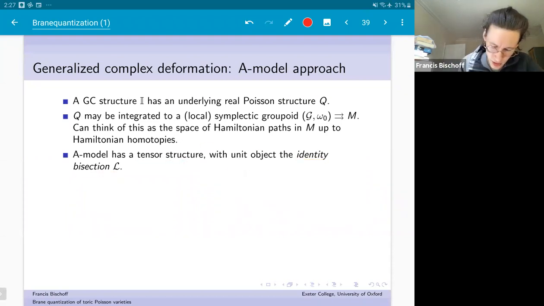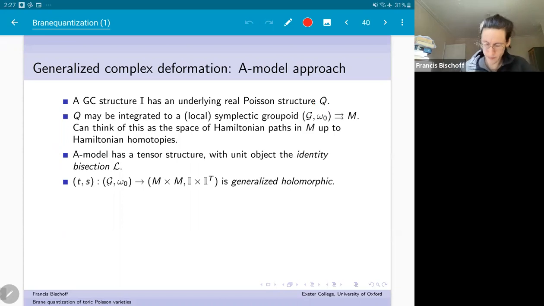Okay, so all of the structure here comes from just the Poisson structure. There's more to a generalized complex structure, so we get a bit more structure. What we can do is, given a point in G, which we think of as a path in M, we can map it to its starting point, its source, and its endpoint, or target, in M. So we get this map, t times s, going from G to M cross M.